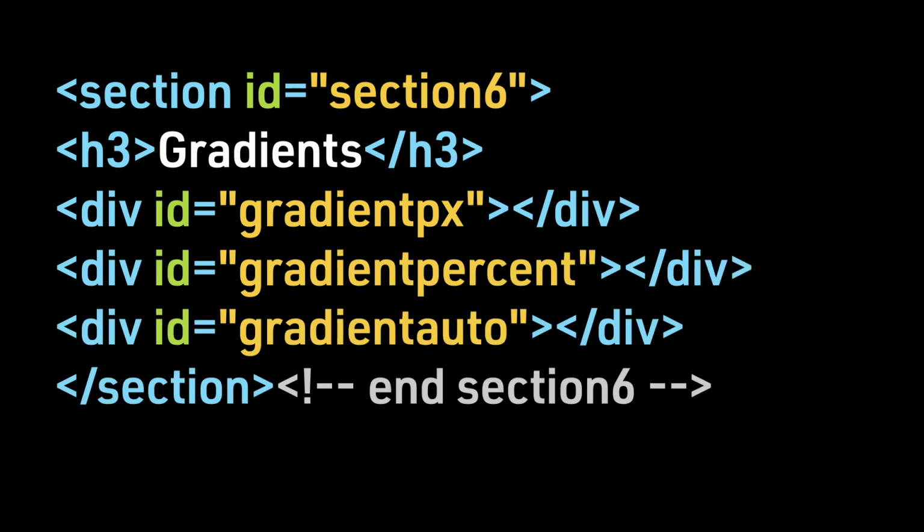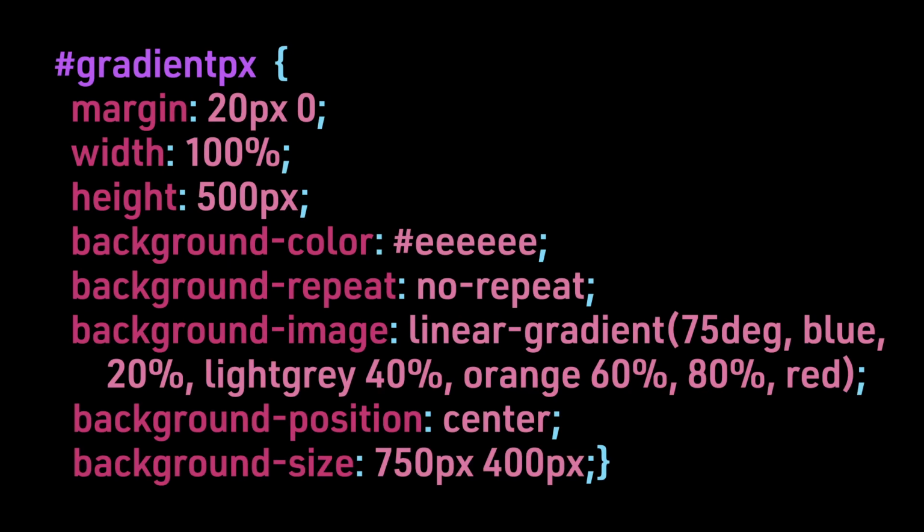Let's look at some examples. We are again using class attributes so that we can target each div with a different example. We will look at how the background size affects a gradient and use pixels, percentages, and auto. Remember, we need to specify both a width and a height. Here is the CSS using pixels. For the most part, we will keep all the properties the same and change only the background size.